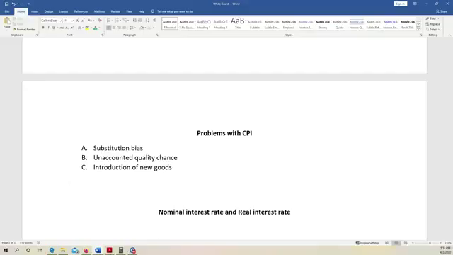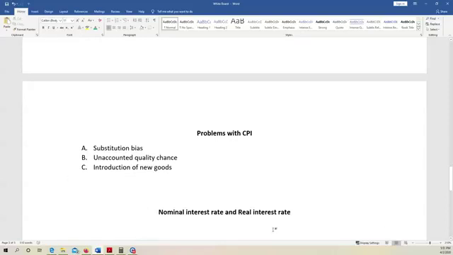About the problem with CPI, and then we'll move on to nominal and real interest rates. If you remember when we talked about GDP, the gross domestic product, GDP overall is very useful but not a perfect measure, right? Remember, there are many problems associated with GDP. For example, GDP does not care about what? The environmental damage, right? So also CPI is not a perfect measure for cost of living.